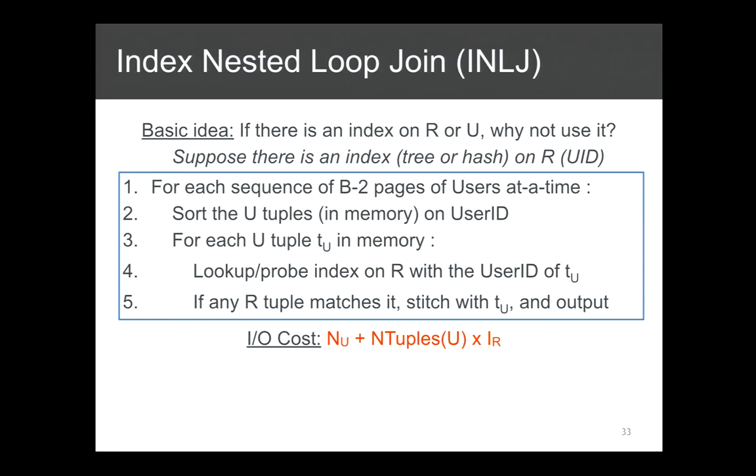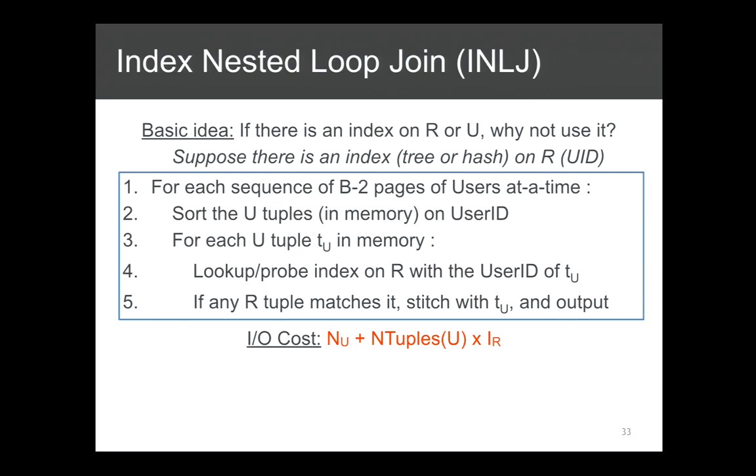And so the overall I/O cost of this implementation: again, you're reading all the pages of U into memory, one block at a time, so that's NU, plus now you're doing an index lookup. The IR over here is the cost of the index lookup into R. That varies based on whether it's a hash index or a tree index. The number of index lookups you do is the number of tuples of U. Okay, so this is not NU, this is N tuples of U. N tuples of U is typically much larger than NU because you might pack multiple records of U onto a single page. So for each tuple of U that comes into memory, you look up into the index to get the matching records.